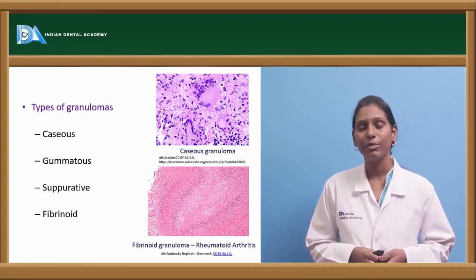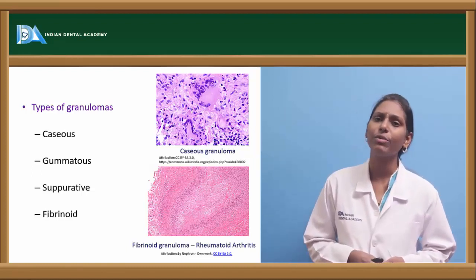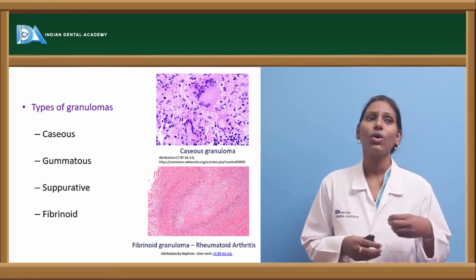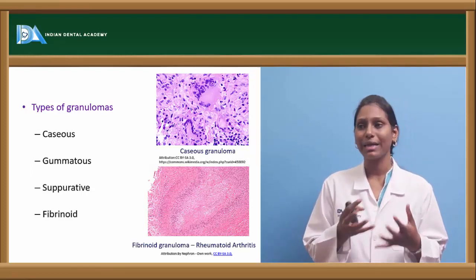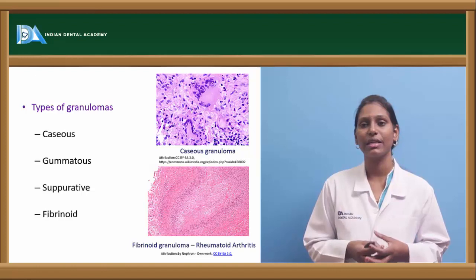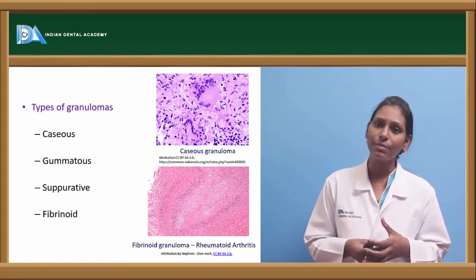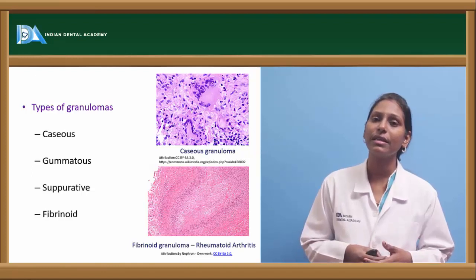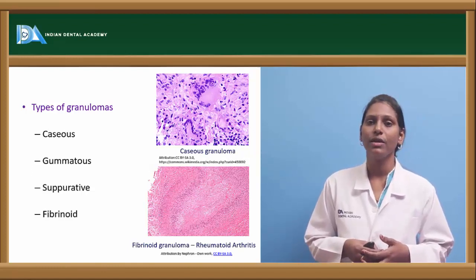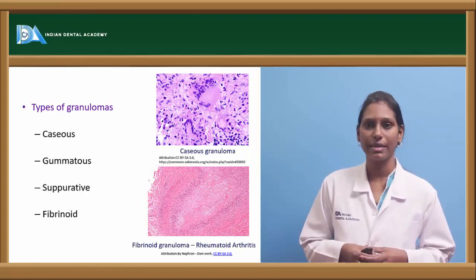We have suppurative types of granulomas. Suppurative granulomas are usually caused because of infection, such as bacterial infections, fungal infections, etc., where the central necrosis is suppurative. And these suppurative granulomas we can see in cases of actinomycosis, histoplasmosis, blastomycosis, etc.